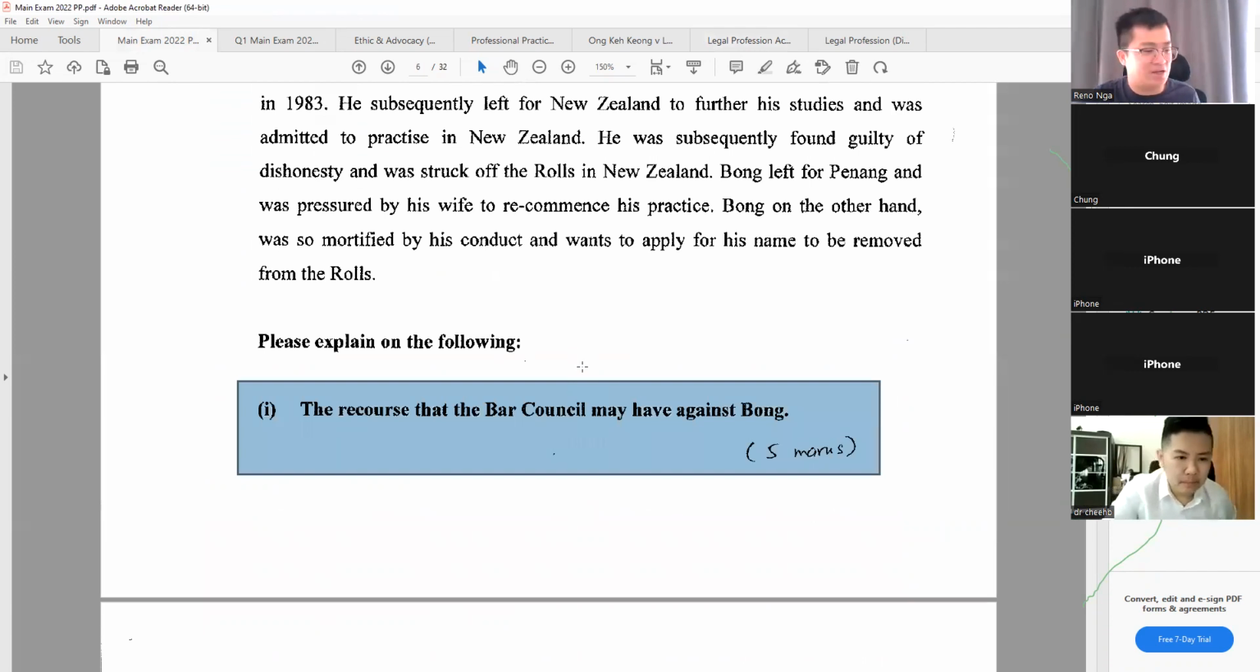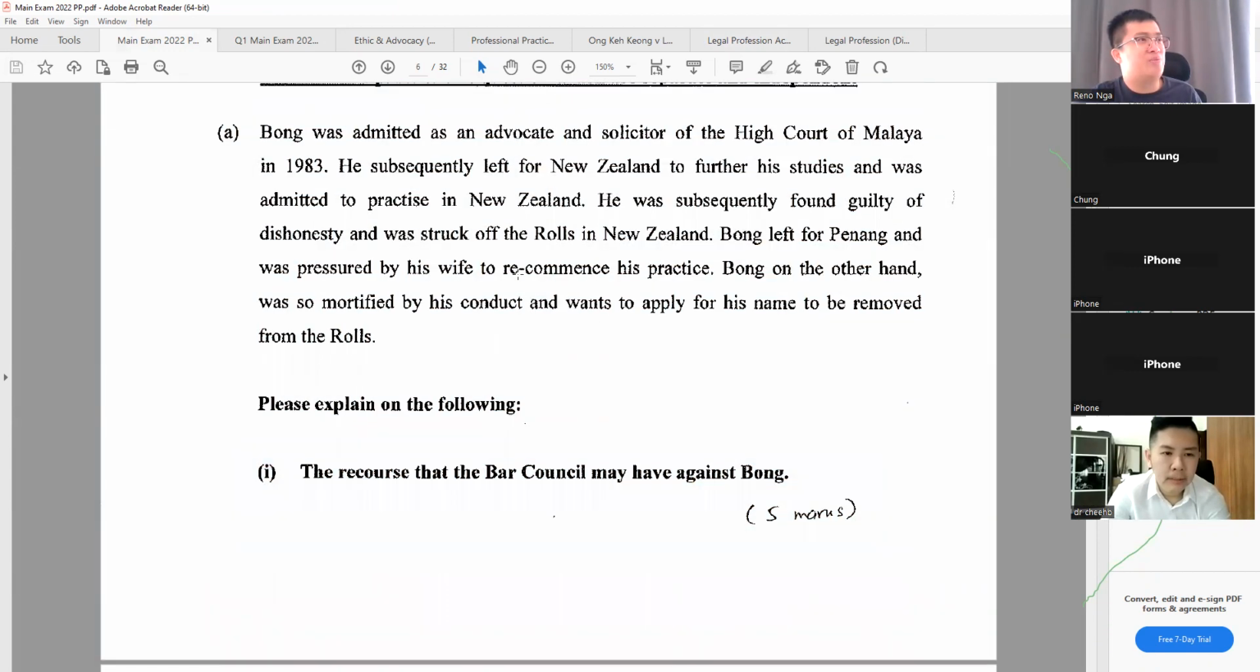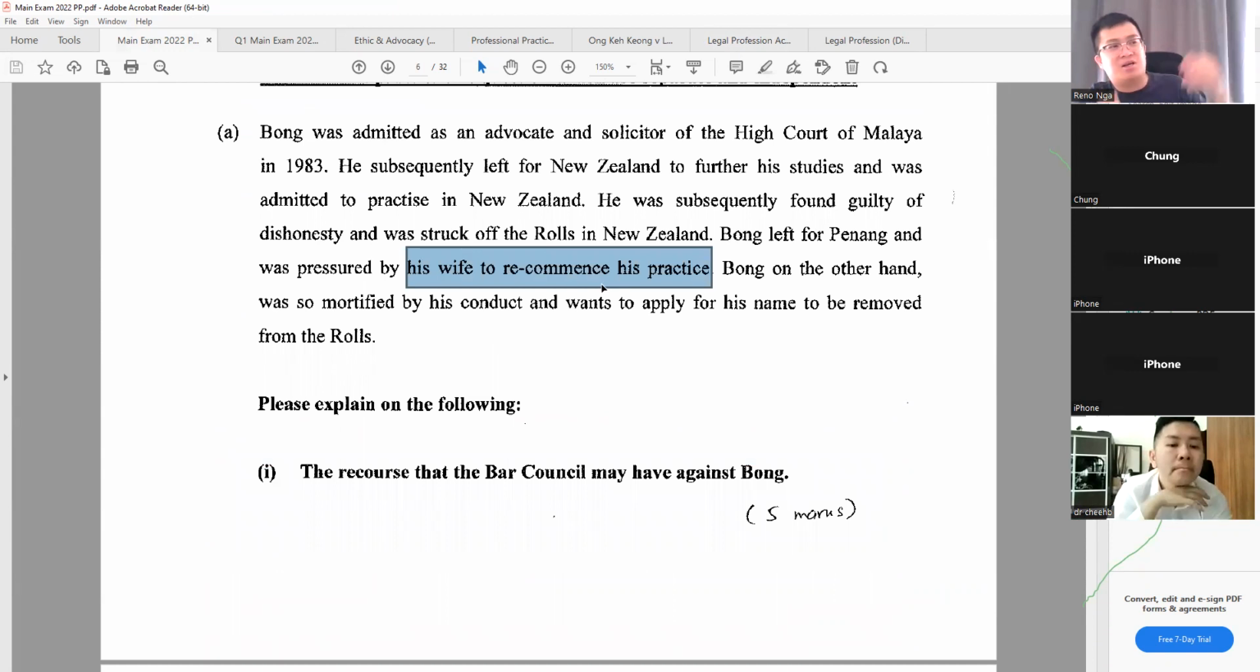Actually, this question I don't understand what they're asking, because Bond is already struck off in New Zealand. Now, Bond also doesn't want to recommence his practice. His wife wants him to recommence, you know. It's not that he wants to restore or practice again. So they ask what Park Hauser can do? I don't know what Park Hauser can do unless the wife is a Park Hauser, right?